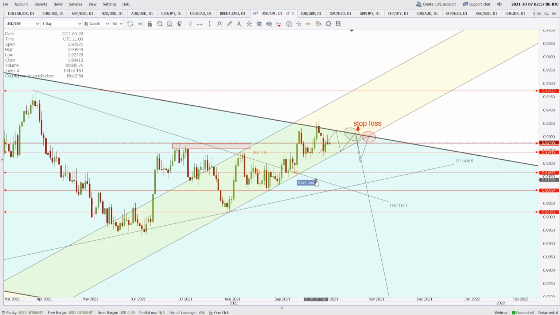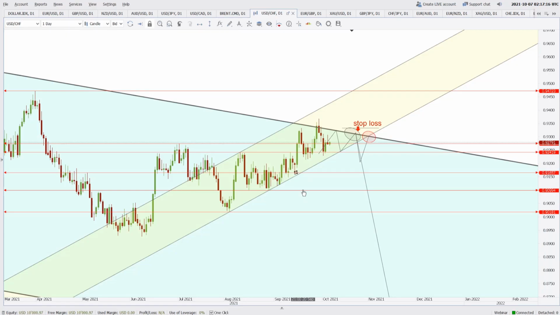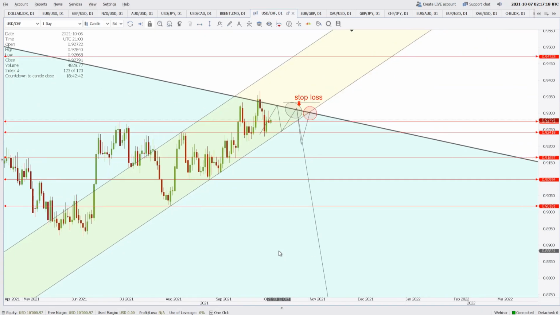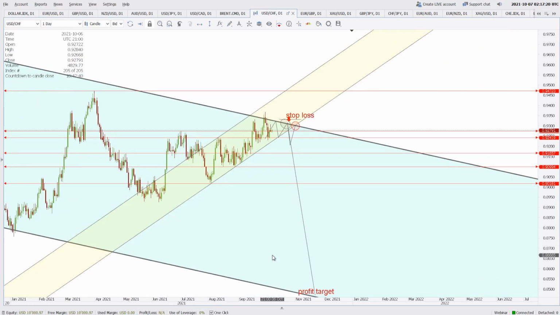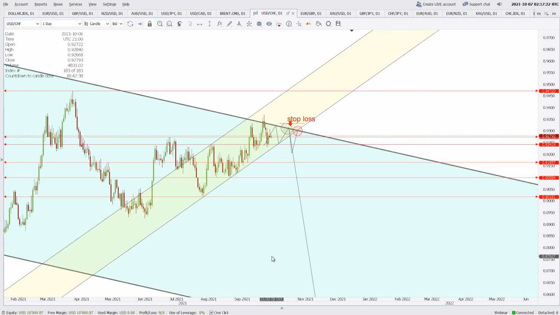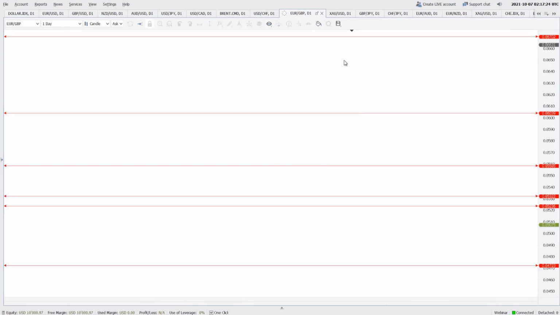All right, so this symmetrical triangle is now of no use, so I will just remove these lines to clear the clutter from the chart. It is important to keep your charts clean so that you have clear information about what you are supposed to do. So next is EURJPY.